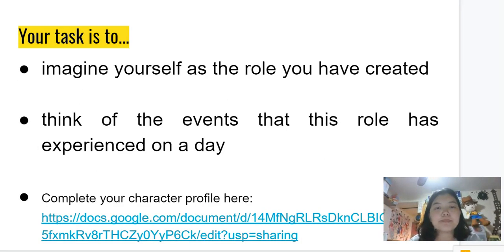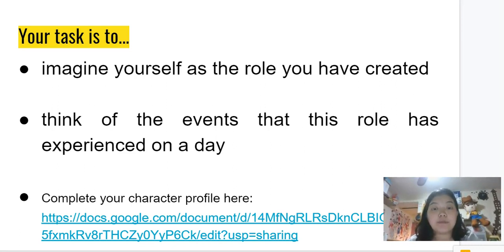Okay? So your task is to first imagine yourself in a role. Imagine yourself in a different person. You can create this role. If you're a boy, you can create the role as a girl, or if you're a girl, you can create it as a boy. If you're young, you can create as an old woman or man. So it's totally up to you how that character, your imaginary role, to be. And then after you create this role, you think of the events that this role has experienced on one day.